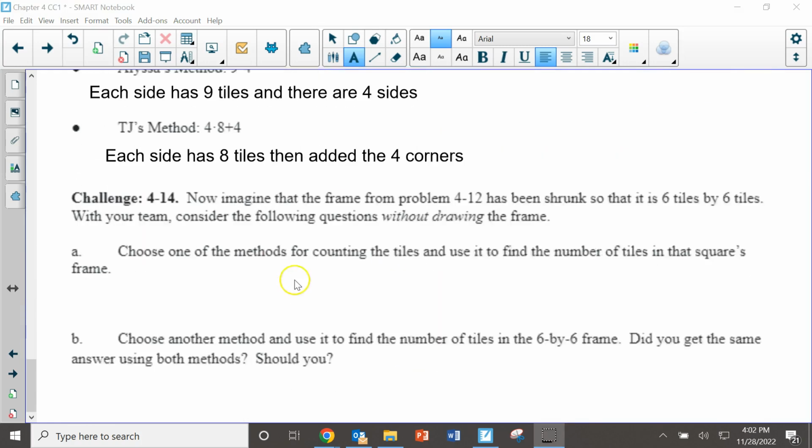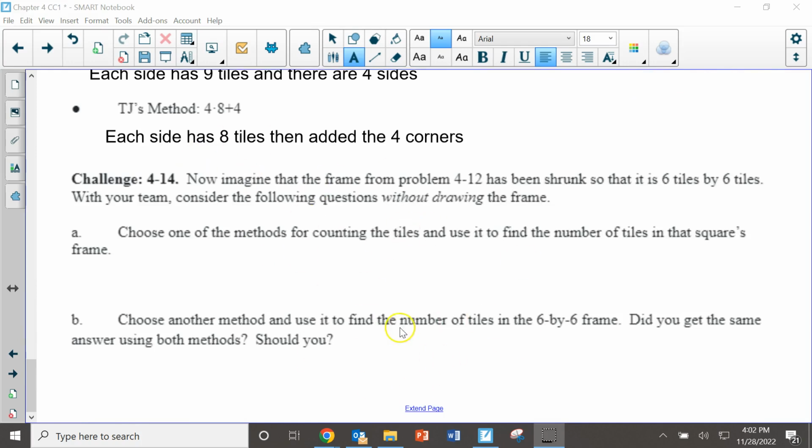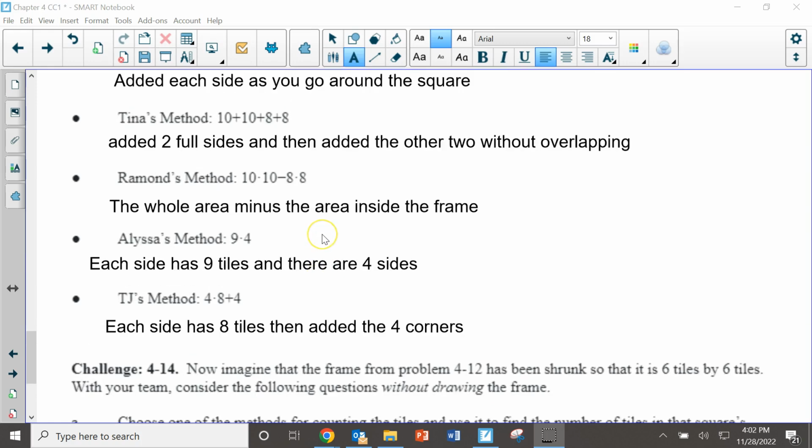So don't worry about the challenge. If you want to try them, go ahead. If not, go ahead and open up your homework booklets to 412 and start working on that. We will grade that homework tomorrow.